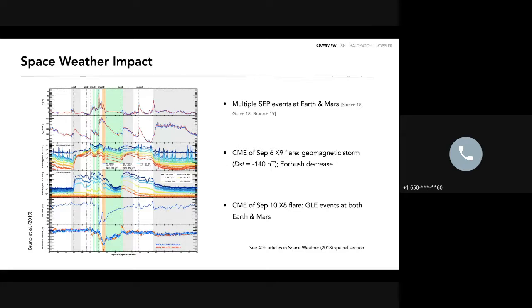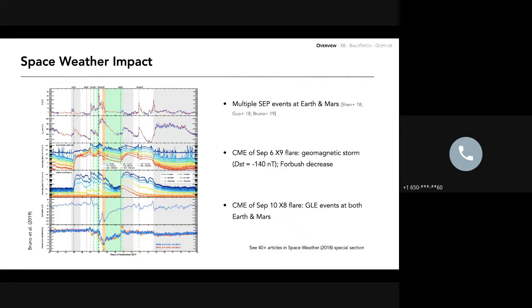This active region had a severe space weather impact. It created multiple GLE events on the Earth, and it was even detected at Mars. The CME of the September 6 X9 flare created a geomagnetic storm. If you look at the figure on the left, the second row from the bottom is the Dst measurements. You see a big dip there on the 8th in the Dst index, and that's the geomagnetic storm, the arrival of the magnetic cloud.